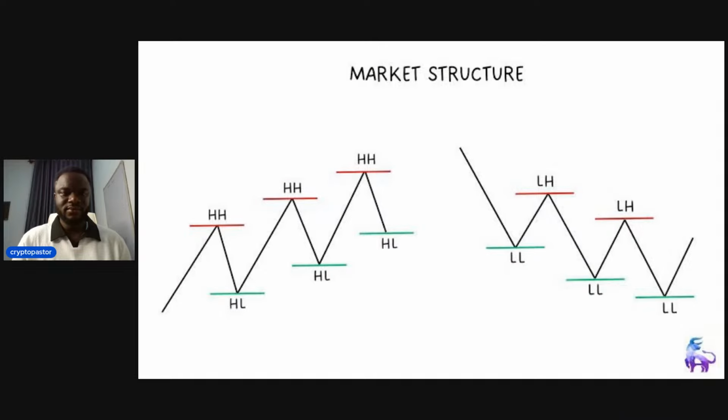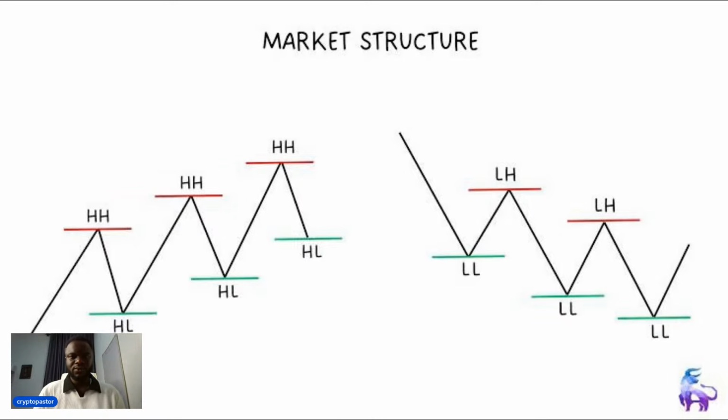So let me put it for you graphically first. Good. Now, this is a market structure. Let me first explain what all these symbols mean. HH means higher highs, HL means higher lows, LH means lower highs, and LL means lower lows, which I will explain.